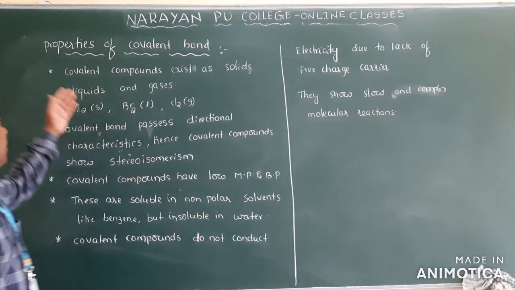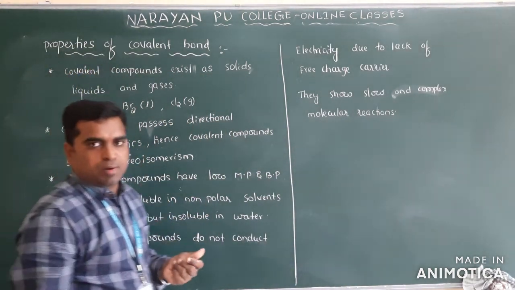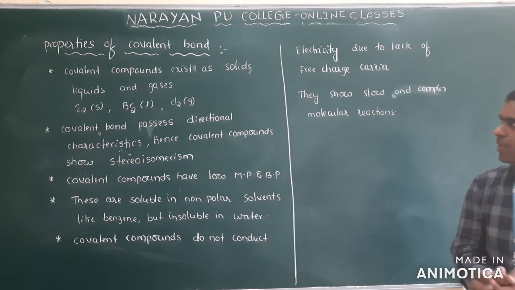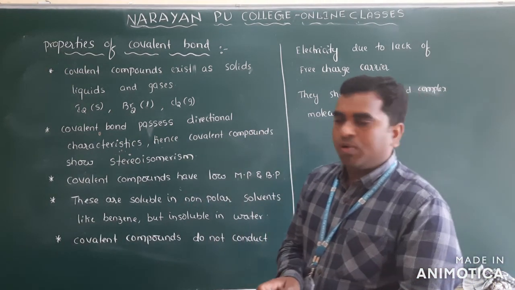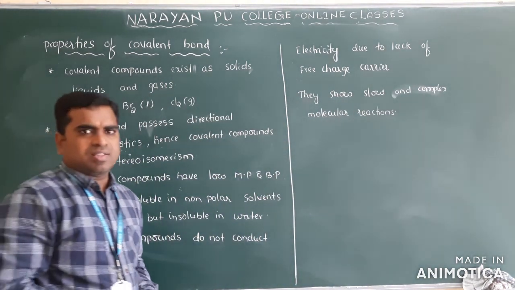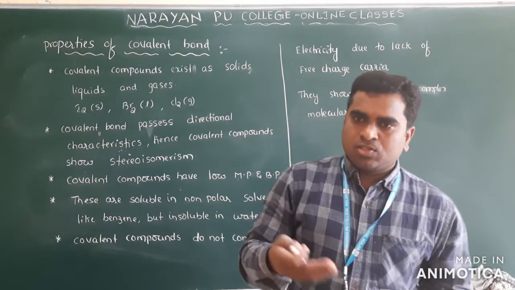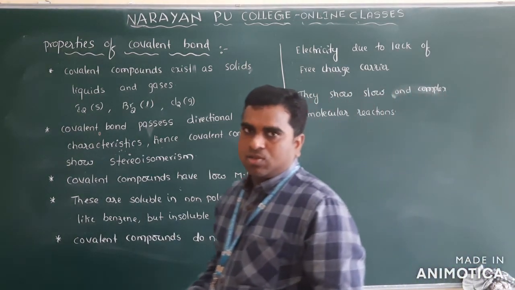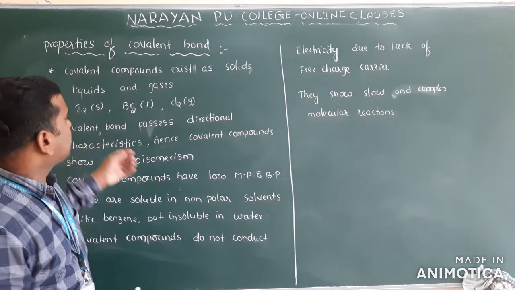So now we have to discuss the properties of covalent bonds. Clear? So factors, transfer, covalent bonds we have completed. Now properties of covalent bonds we have to discuss. Clear? So here, covalent compounds can exist as solids, liquids, and gases also. Clear? So that's the example here.